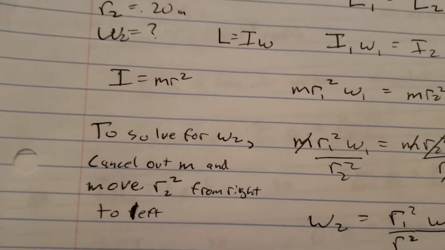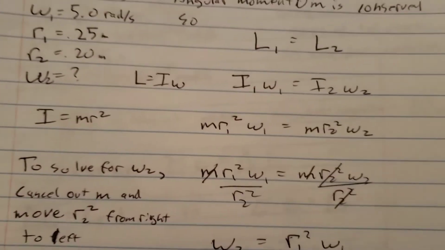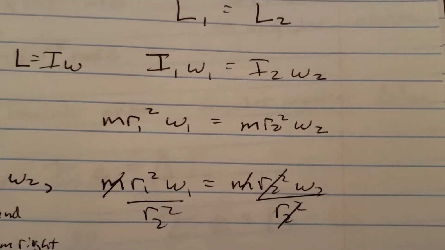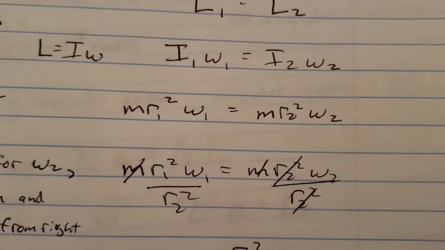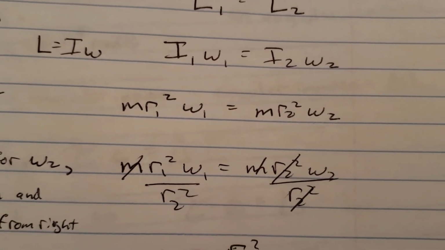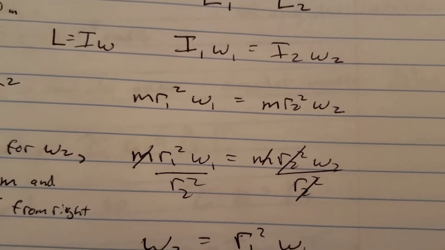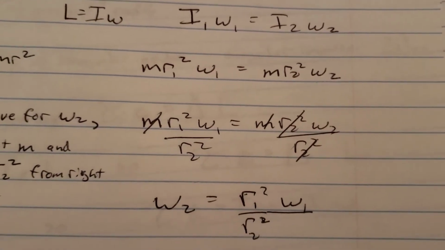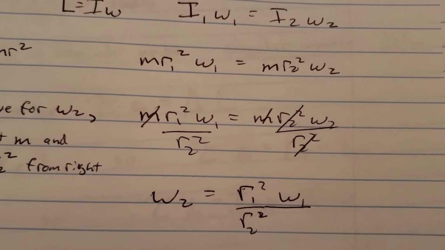In order to solve for omega 2, we cancel out m and then move r2 squared. Looking at the work right here, m was on both sides, so it cancels out. R2 squared was in the numerator on the right side, so we divide by it, so it cancels out, and we divide by it on the left side as well. This gives us that omega 2 is equal to r1 squared times omega 1 divided by r2 squared.